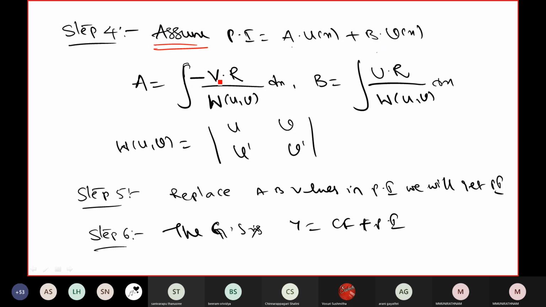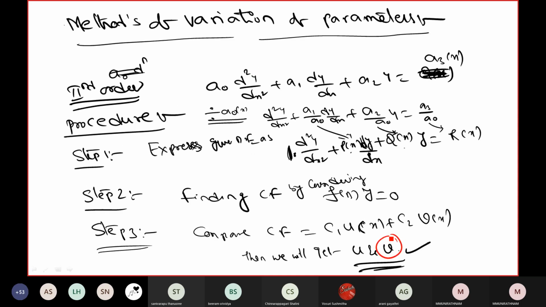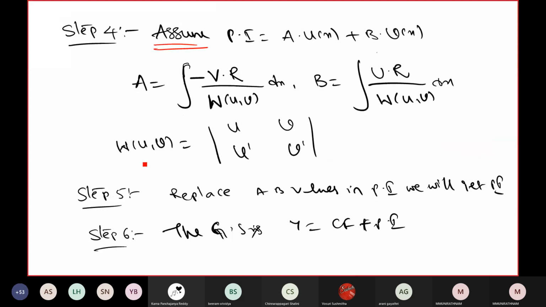Where A is minus V into R by Wronskian of U comma V dx. V is what we have, and R is the right-hand side. What is the Wronskian? The determinant of U, V, U dash and V dash. Similarly, B is U into R by Wronskian of U comma V into dx. By replacing the A and B values, we will get PI. Once you get PI, the general solution is CF plus PI.